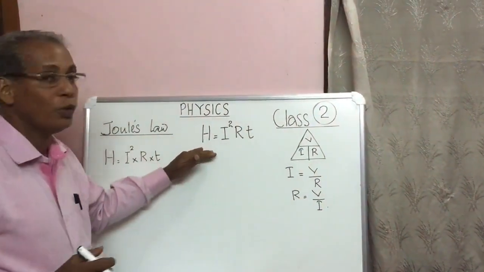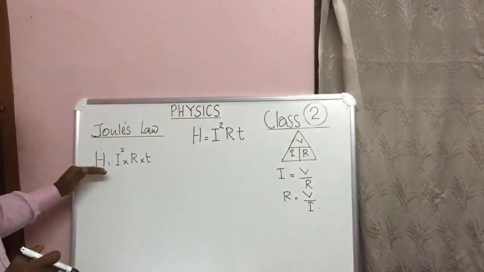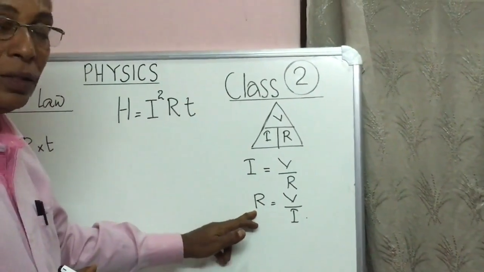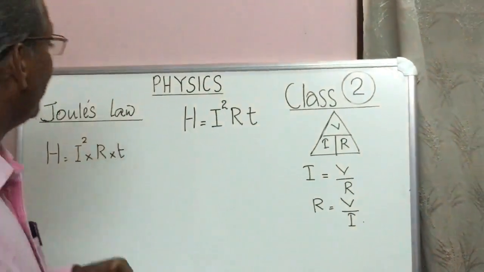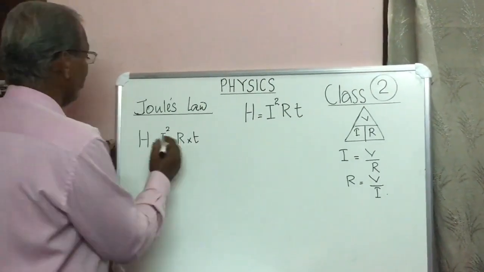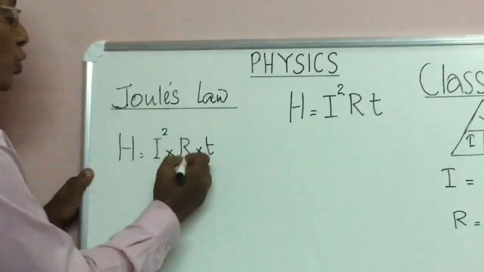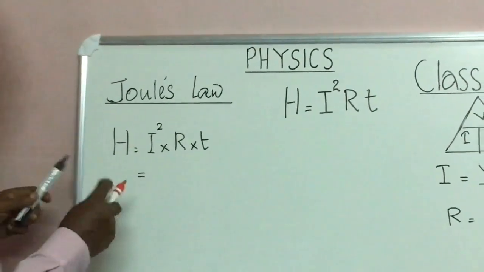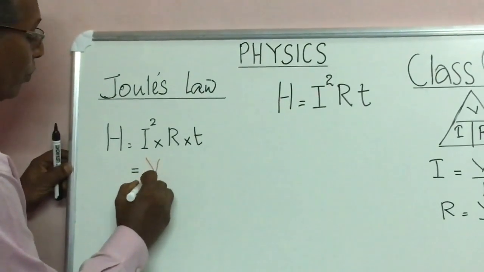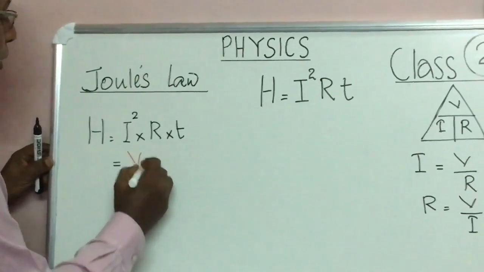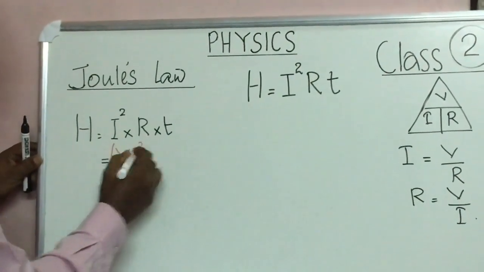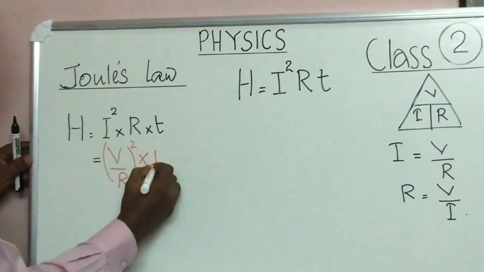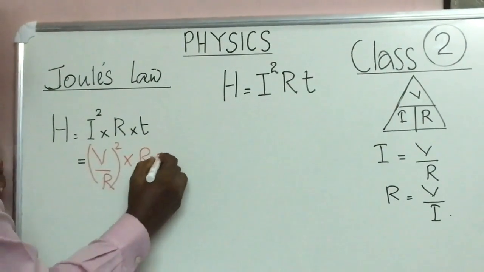So in our H is equal to I square RT equation, we substitute this I and R, the values we are getting from Ohm's law. Let us see how it will change. We know H is equal to I square into R into T. We can write it as V by R instead of I square. That I square we substitute as V by R from Ohm's law, into R into T.